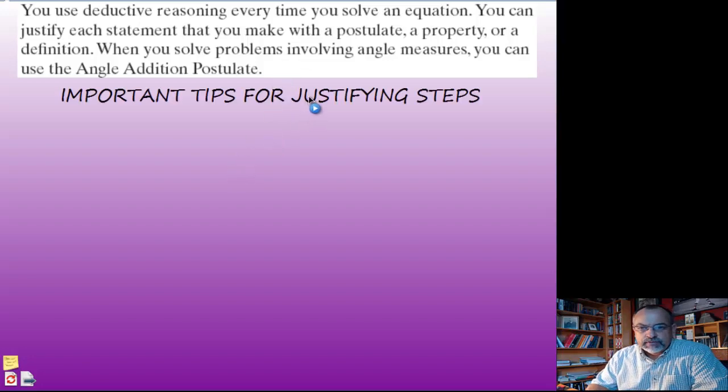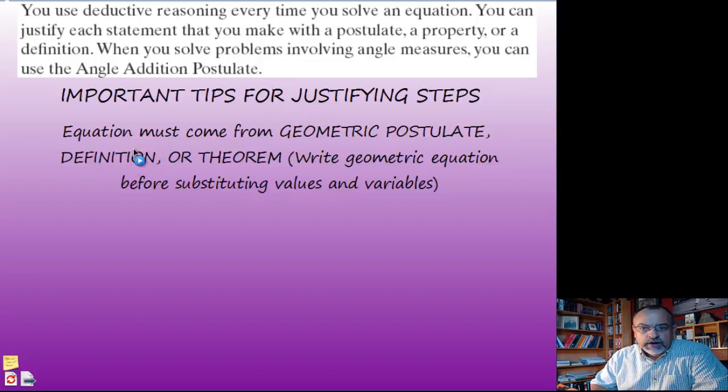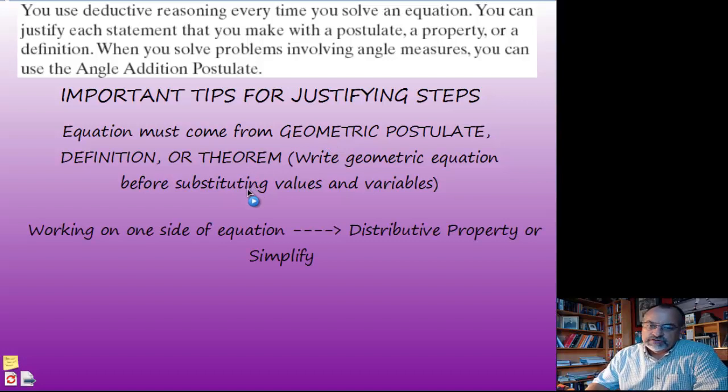So here are a few tips to remember. The equation that you begin with, again, must come from a geometric postulate, definition, or theorem. We've talked about that a lot so far this year. So that first step, that first equation, has to have a geometric postulate, definition, or theorem justifying it.